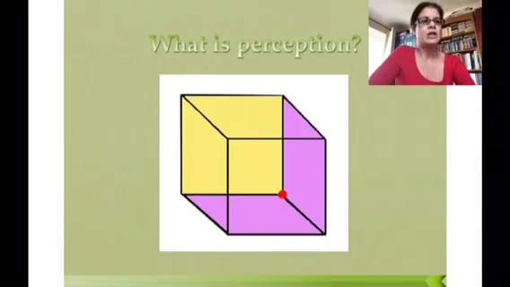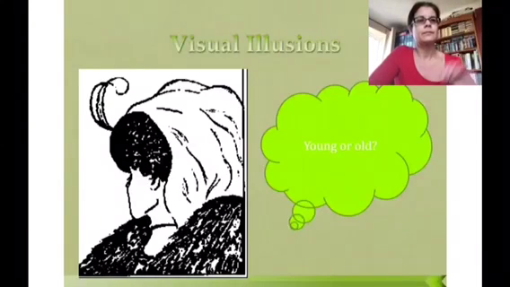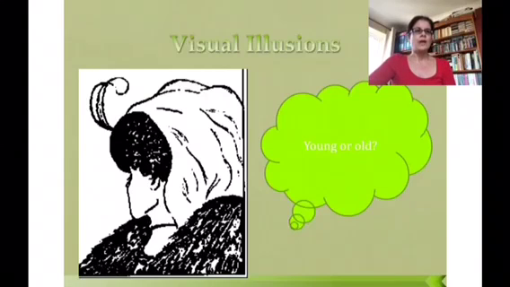Have a look at this next picture. When you look at this picture straight away, do you see a young woman with her head turned to the side, or do you see an old lady? This again shows how we can change our perception at will. So it's not necessarily what we see, but how we perceive what we see that's important.